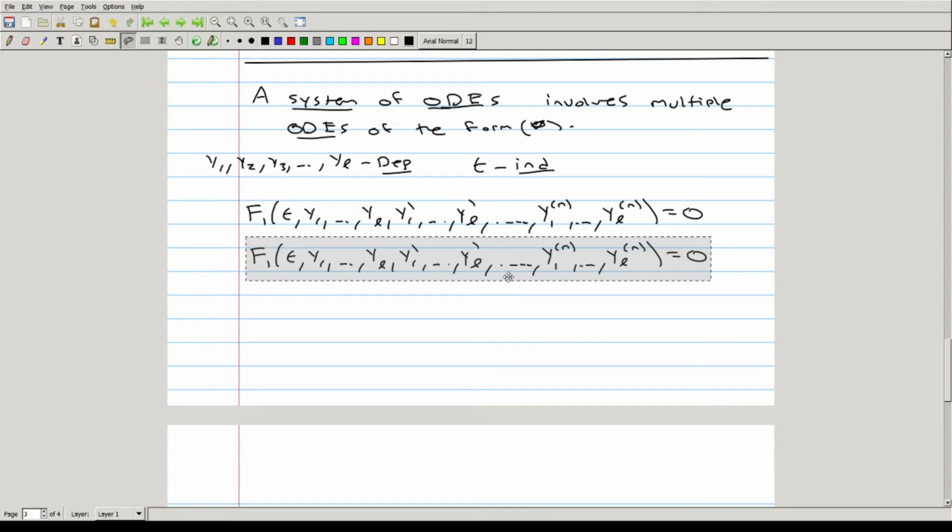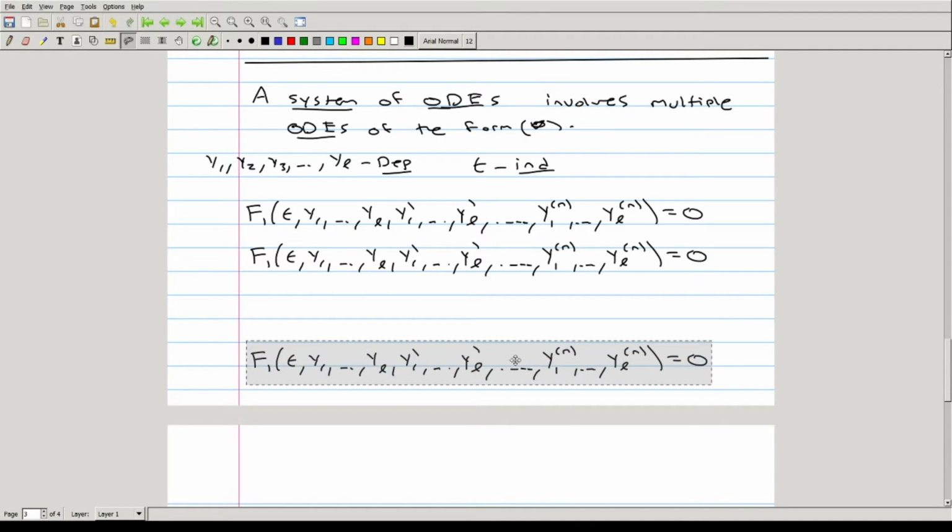These could all potentially be different as well, but they have to be satisfied in order to solve for y1 through yl. F1 is some function of all of the dependent variables, the derivatives of the dependent variables, and the independent variable. Same thing for f2. We have this all the way down to fl, where these f1 through fl could vary very much in complexity. One could be linear, one could be nonlinear.